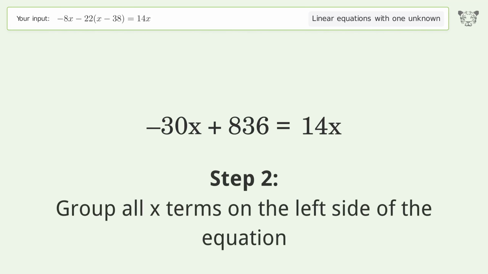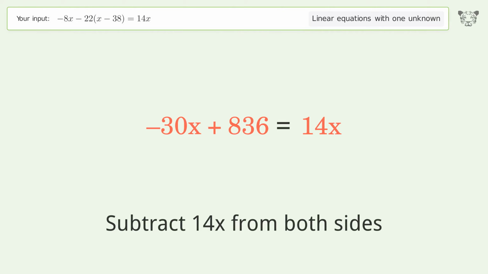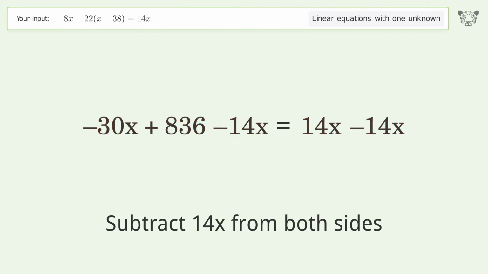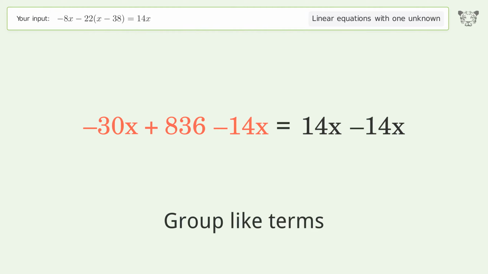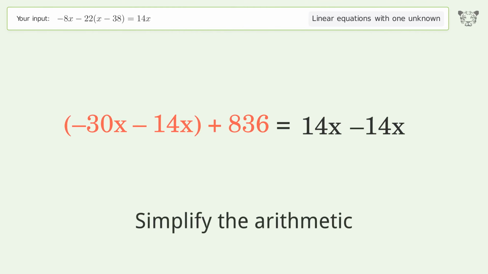Group all x terms on the left side of the equation. Subtract 14x from both sides. Group like terms. Simplify the arithmetic.